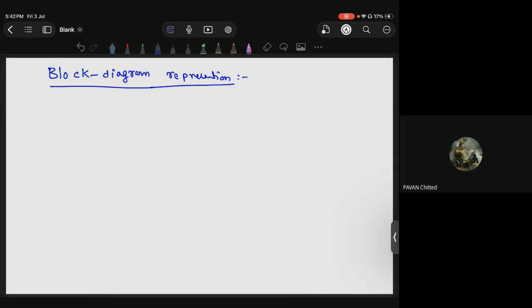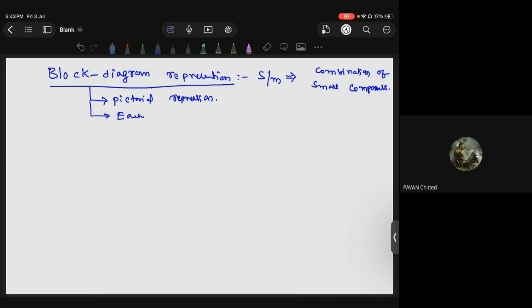Any system will have a combination of a number of components, correct? Smaller components. Each component will have its own input as well as output. So basically this block diagram is a pictorial representation, where each component shall be represented by a block.